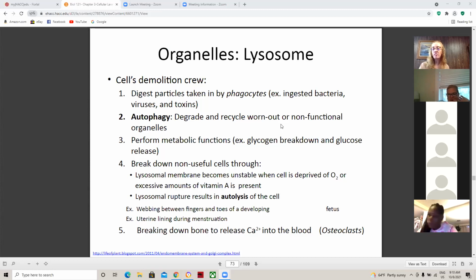Lysosomes are also involved in autophagy, meaning to eat oneself. So their lysosomes are also involved in degrading and recycling worn out and non-functional organelles. They also perform metabolic functions like glycogen breakdown and glucose release. They also, when necessary, will break down non-useful cells.